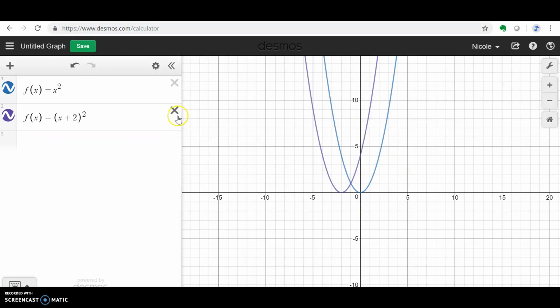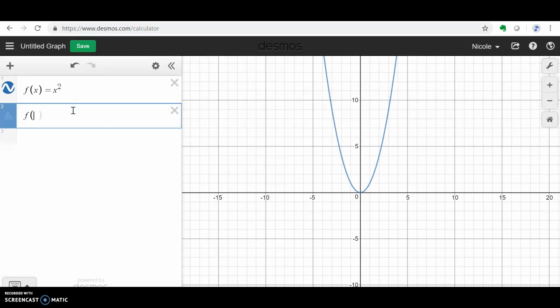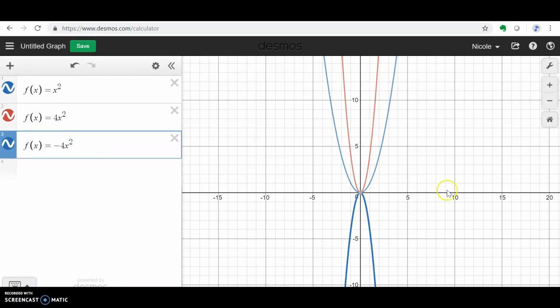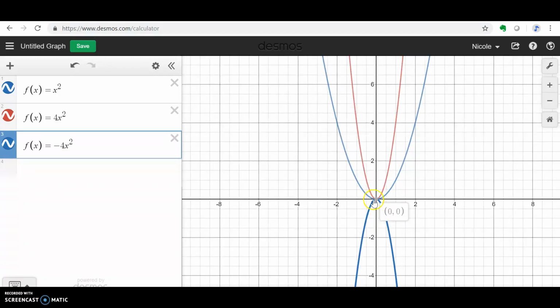And then also demonstrate what would happen if we multiplied the x. So if we had 4x squared, how different that looks compared to the parent function. I also take that and then I would keep that one up, f of x equals negative 4x squared, and show how that differs between a positive constant coefficient being multiplied, and then comparing that also back to the original parent function.